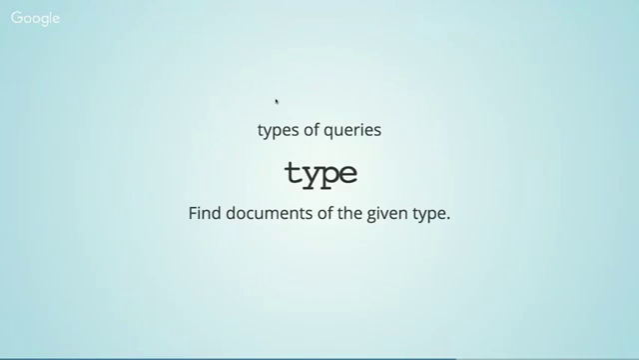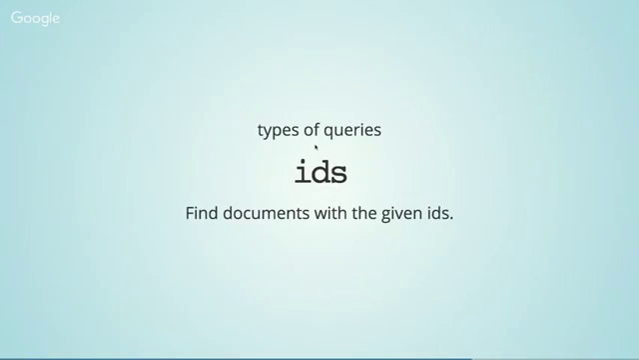So you can also just search by type. So in like the case that I was showing before, the type was H, so you could just say, give me everything that's H. You can pass a list of IDs.